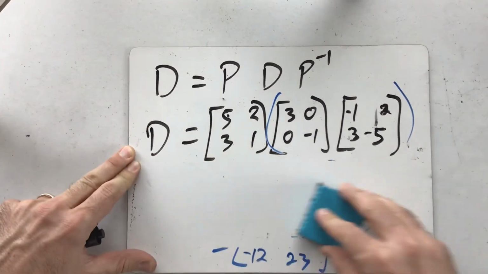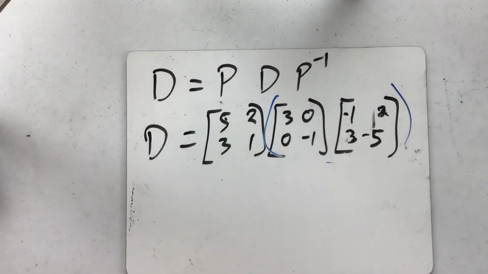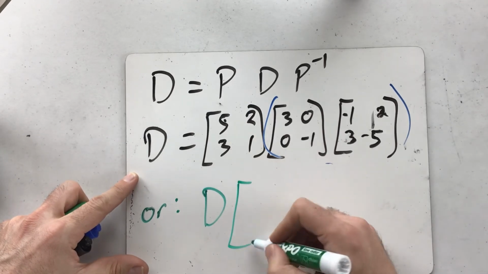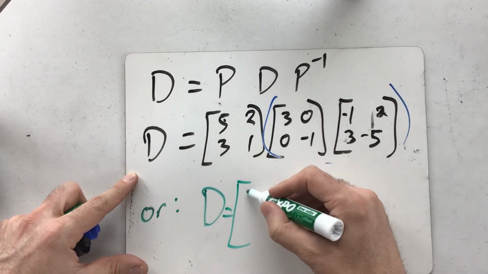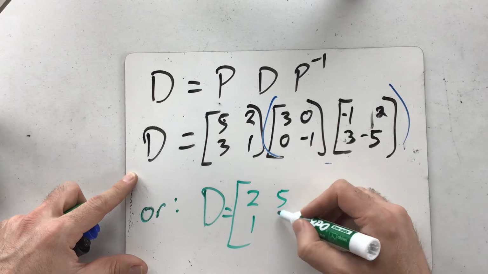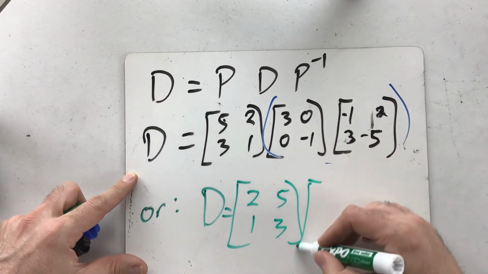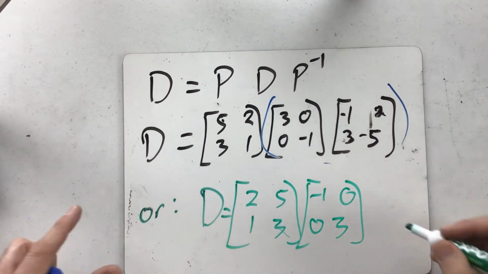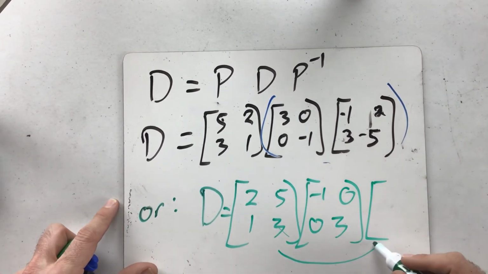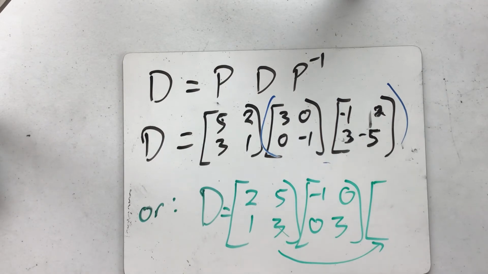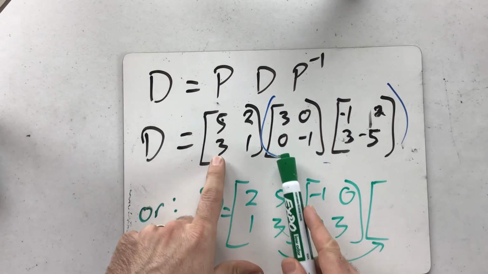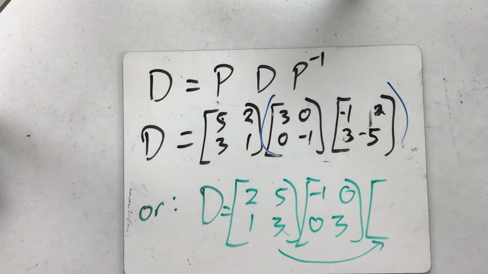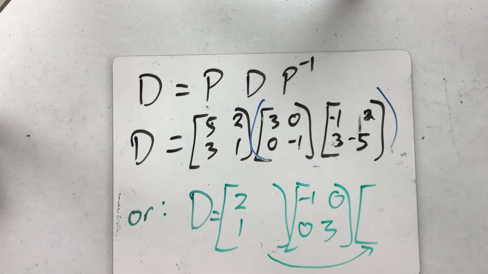Now, it turns out there are actually other solutions. So we could have written our diagonalization as 2, 1, 5, 3, and then negative 1, 0, 0, 3, and then the inverse of that matrix. And then we would have taken that inverse and put it right here. So actually, you could switch the order. If you switch the order of the 3 and the negative 1, you can also switch the order of those two vectors. And in fact, we could have even used a different matrix.